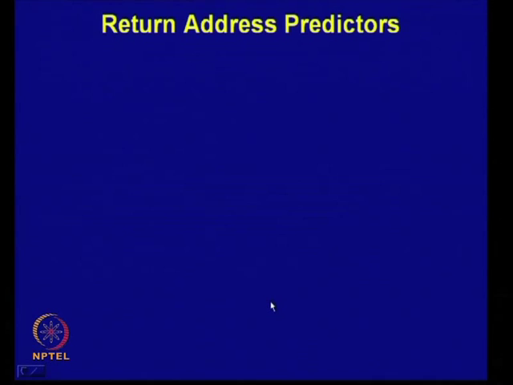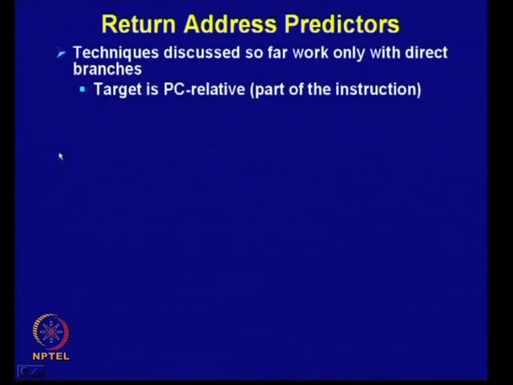Now there is another requirement, particularly for unconditional cases: the return address predictor. The techniques discussed so far work only with direct branches. That means you have direct branches and the address calculation is done with the help of PC relative addressing, and then the branch is taken or not taken. But there are many indirect branches whose outcome, whether it will be taken or not taken, is known only at execution time.